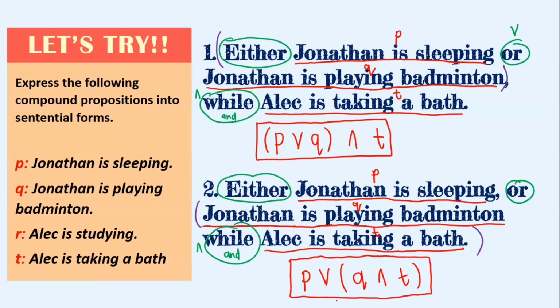Okay, so ito naman ang sentential form natin. So, ito ay disjunction. Okay? Yung number 1, conjunction. Number 2 is disjunction. Okay? So, let's have another example.